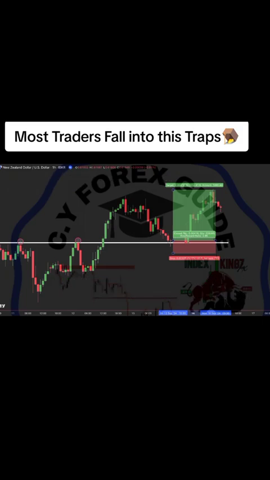The same concept applies in a downtrend when price breaks a support level. Before you can fully apply this strategy, you need to understand the psychology behind the break and retest strategy. When price breaks above a key resistance level, it signals that buyers are in control, pushing the market higher. Traders who entered early, before the breakout, are now in profit.